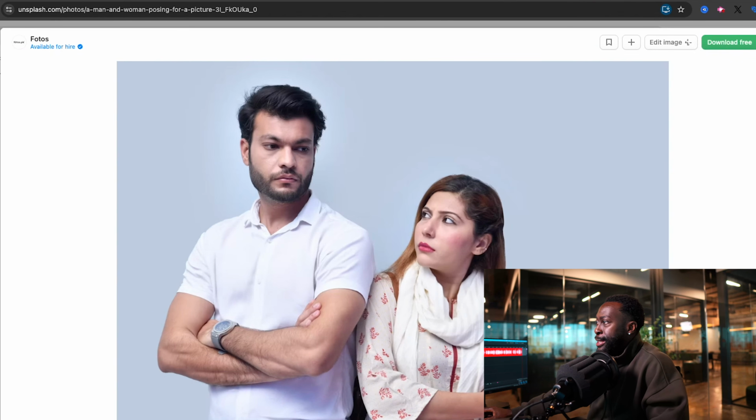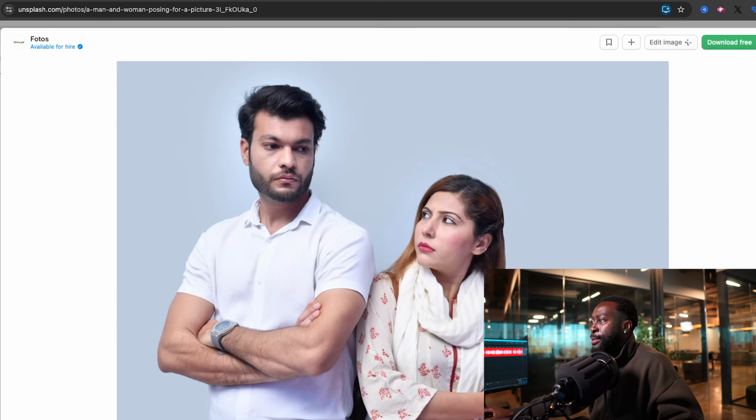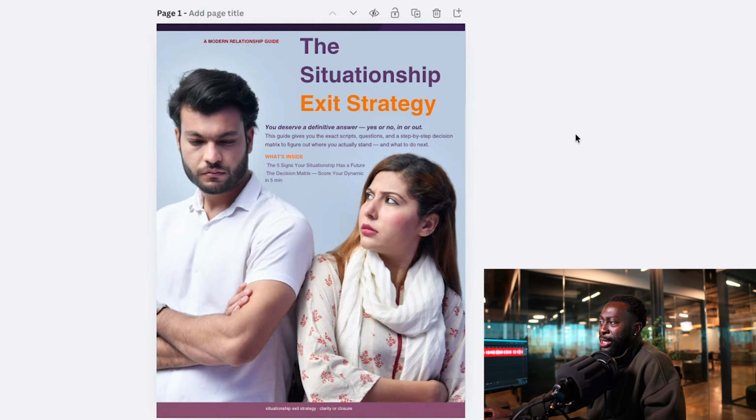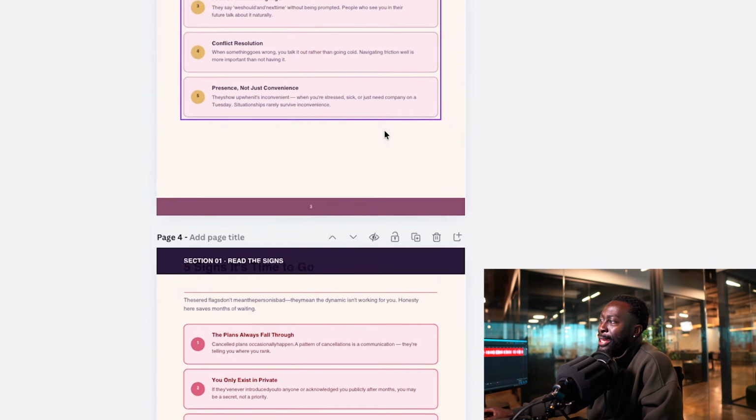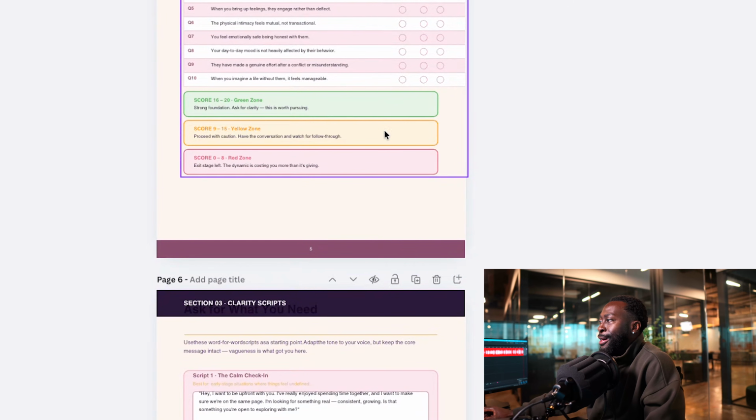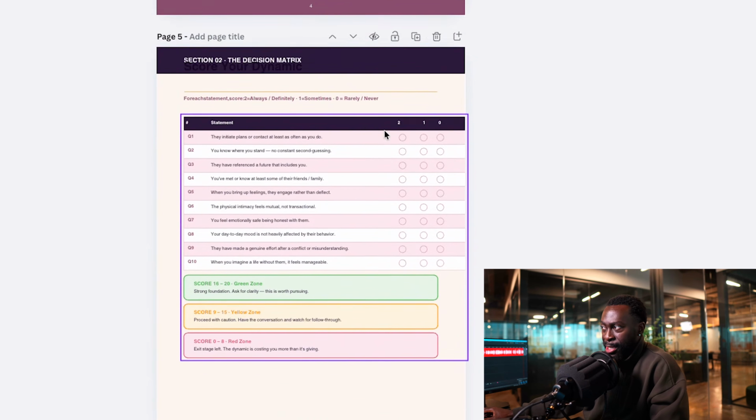Okay. But once I find an image that conveys that feeling that I'm trying to make the potential customer feel, I'll then change the cover of the PDF guide on Canva, but I'll leave the pages how Claude AI generated them for me, unless there are any errors that need changing.